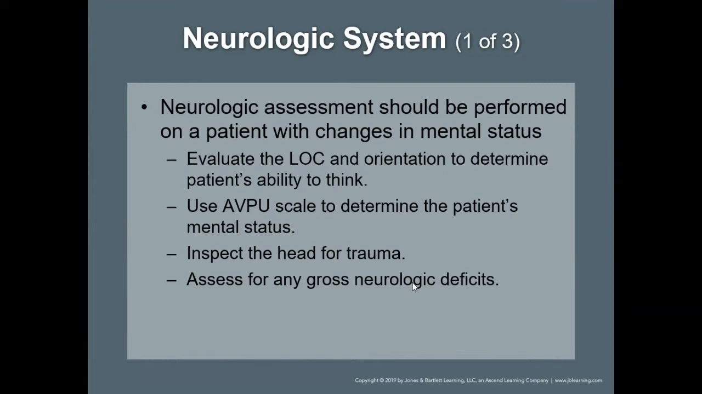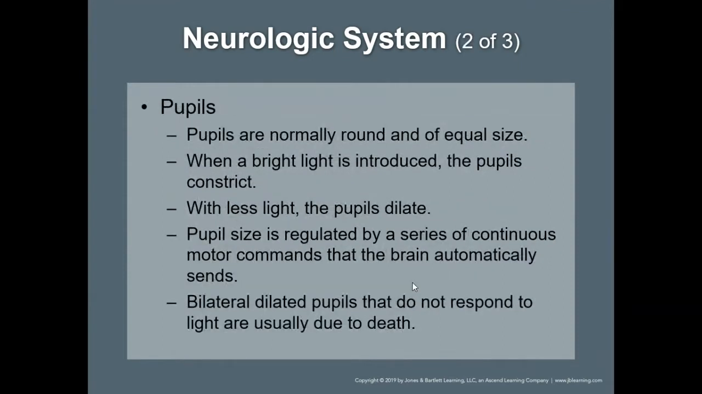Inspect the head for trauma and assess for any gross neurologic deficits. Check the pupils. Pupils are normally round and equal in size. When a bright light is introduced, the pupils constrict, and if the right pupil constricts, the left pupil must constrict at the same time. With less light, the pupils become more dilated. Pupil size is regulated by a series of continuous motor commands that the brain automatically sends.